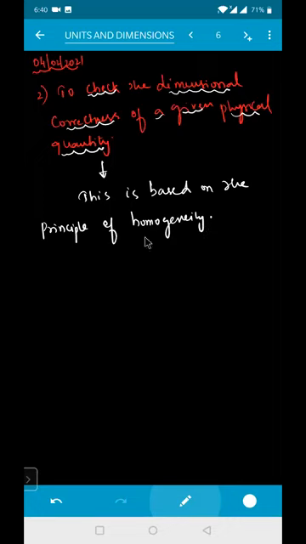So what is the principle of homogeneity, beta? Homogeneity principle, what does it say? LHS must be equal to RHS. Yes, that is the principle of homogeneity. That means left hand side equations must be equal to right hand side equations.